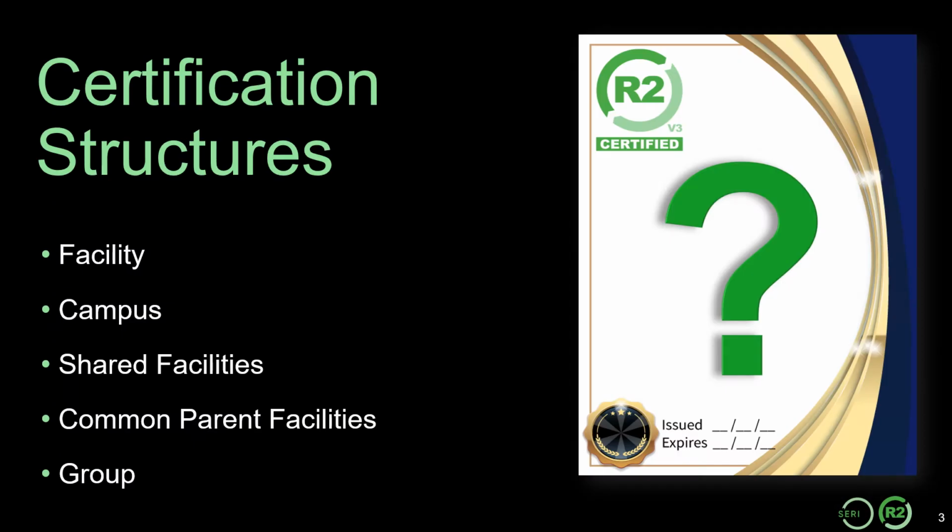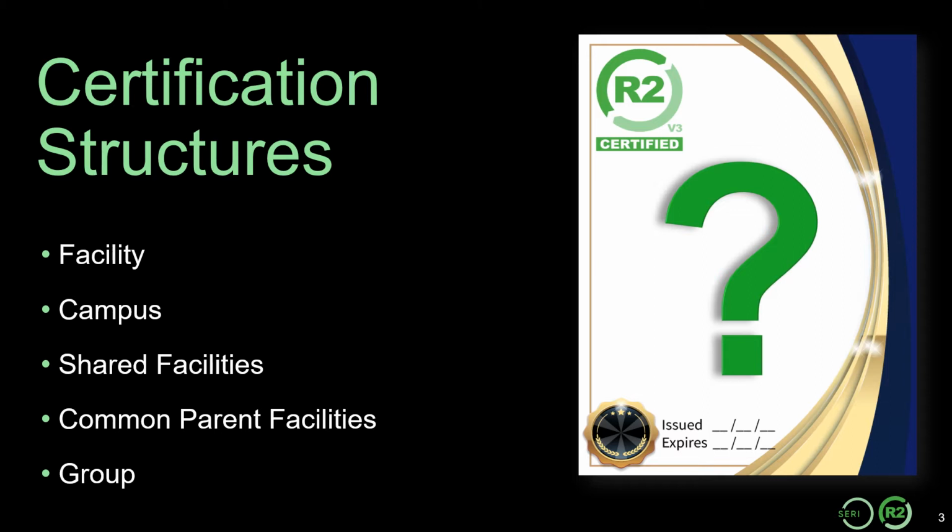Most R2 certifications are for a facility with one location owned by a single entity. Some organizations, however, do not fit this description. The R2 Code of Practices provides some alternative certification structures to accommodate different ownership and organizational structures.